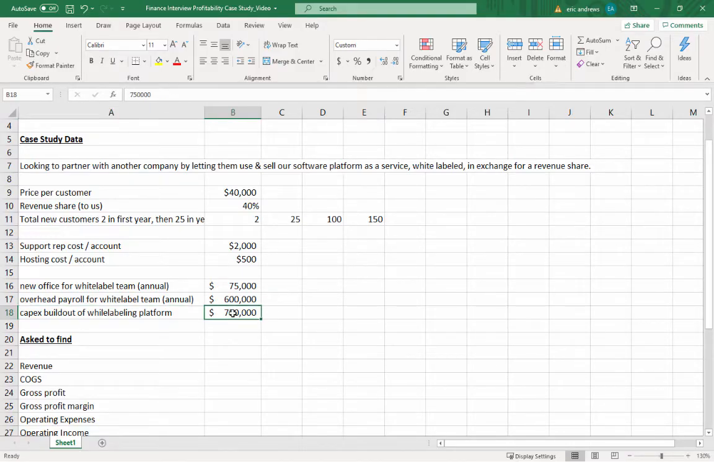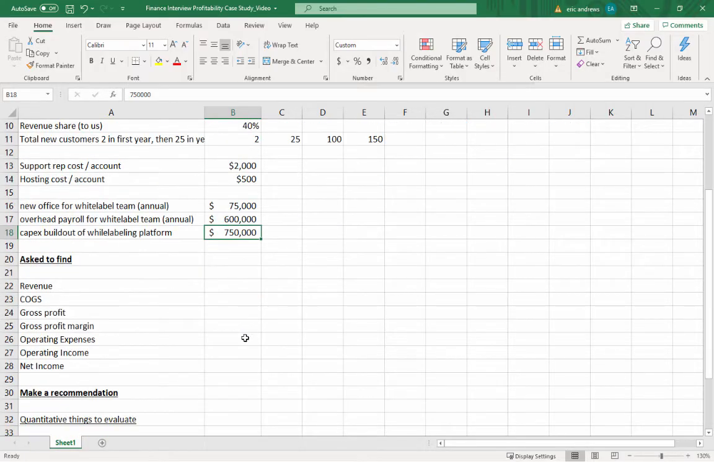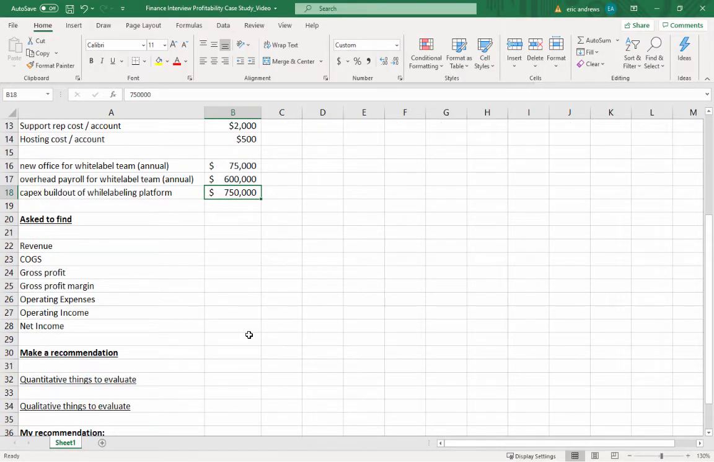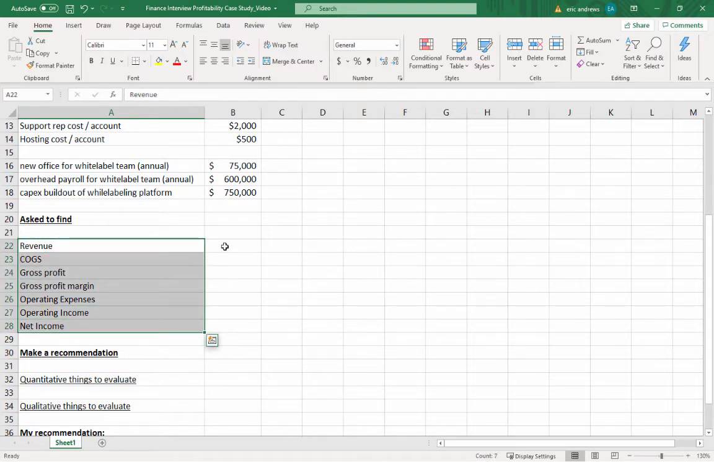It's the upfront investment. So we've been asked to find, and again, with finance case studies, you're always basically solving for the exact same metrics. Once you see this, you'll see that you are doing the same math every time, but there are just small variations in the initial numbers that they give you. So you're solving for revenue, cost of goods sold, gross profit, operating expenses, operating income, net income. So the whole income statement, you want to build it. And we can do that.